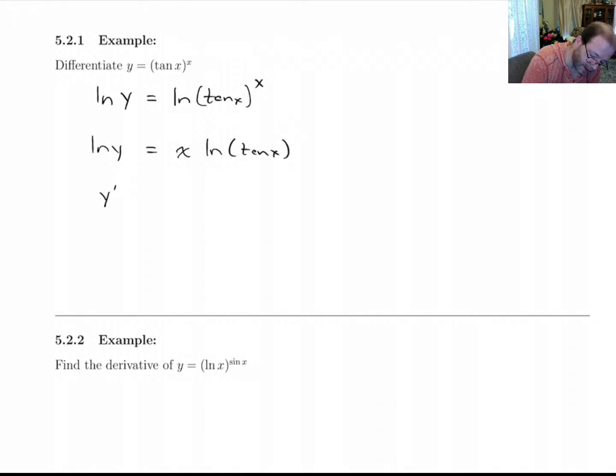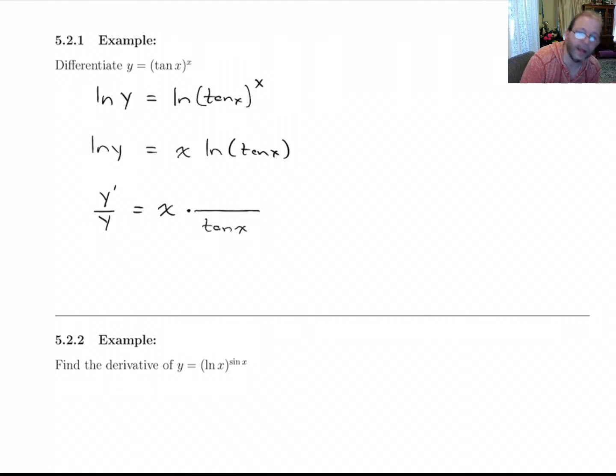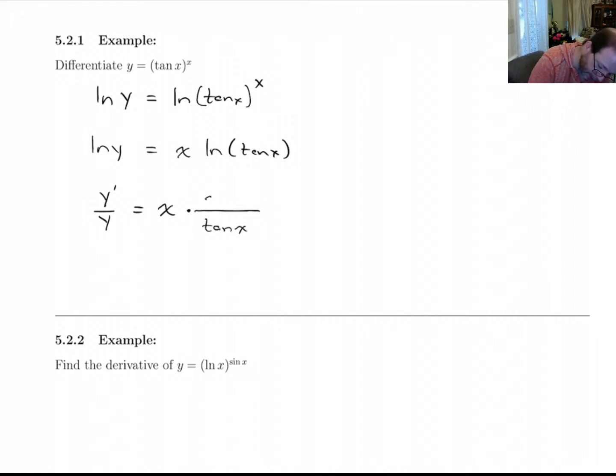So you get y prime over y. First times derivative of the second. Derivative of natural log of tan: tan goes on the bottom, and the derivative of tan goes on top. Derivative of tan is secant squared. Plus the second times the derivative of the first.